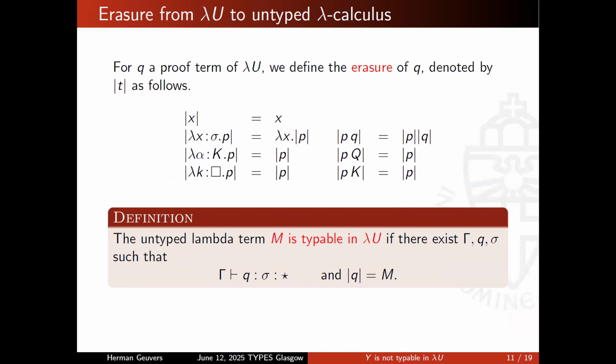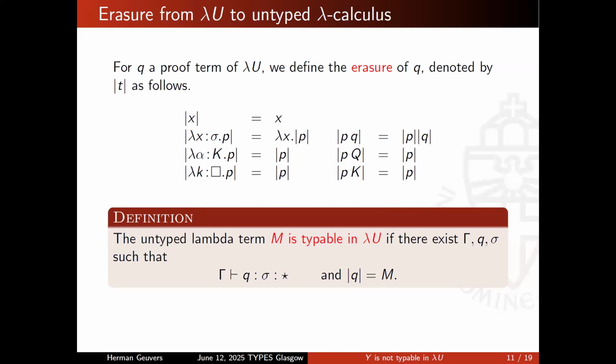What do I mean when I say that M is typable in lambda U? I'm saying that M is an untyped term, and there is a proof term Q of type sigma, and the erasure of Q is M. That's really the problem I'm looking at. Is Y, as a fixed point combinator, typable in lambda U? And the answer is no.